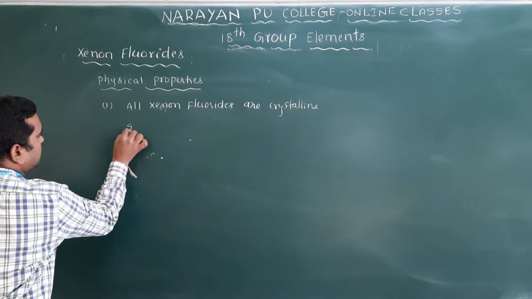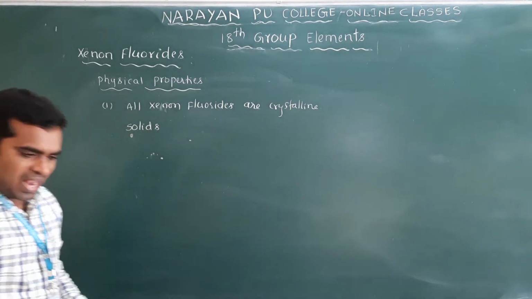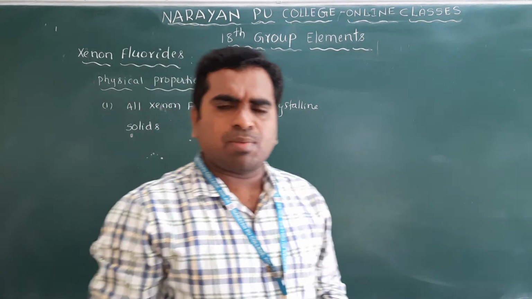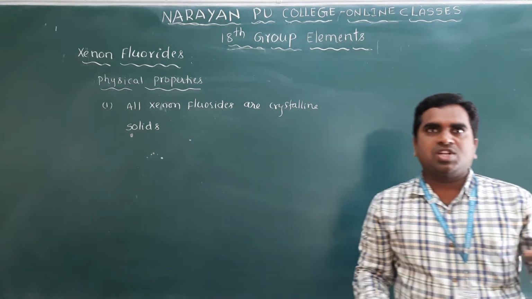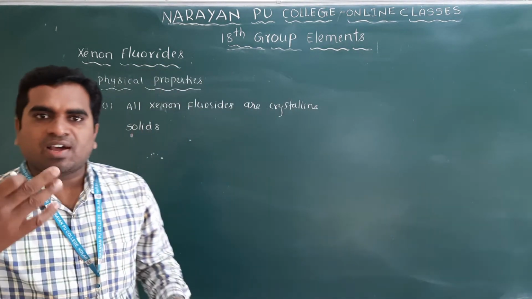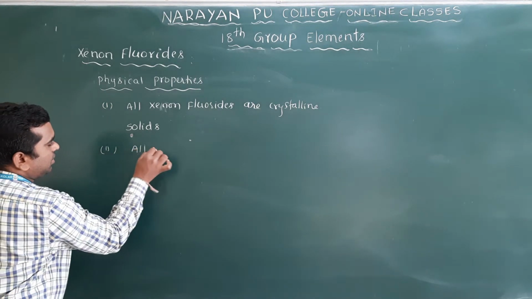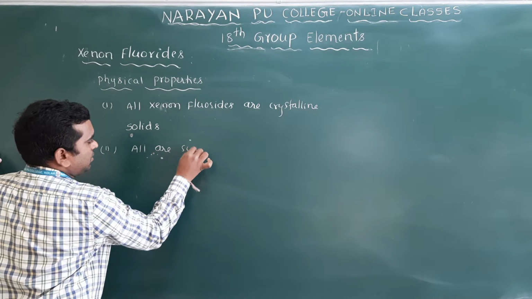Crystalline solids. They all are crystalline solids. Clear? And they easily sublimize. You know, sublimize means what? From the solid state, they can easily evaporate into the gaseous state. Clear? Easily converted into gaseous state. So that's why all are sublimize.